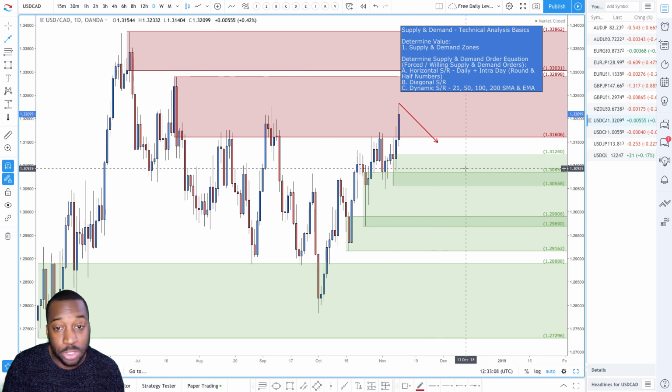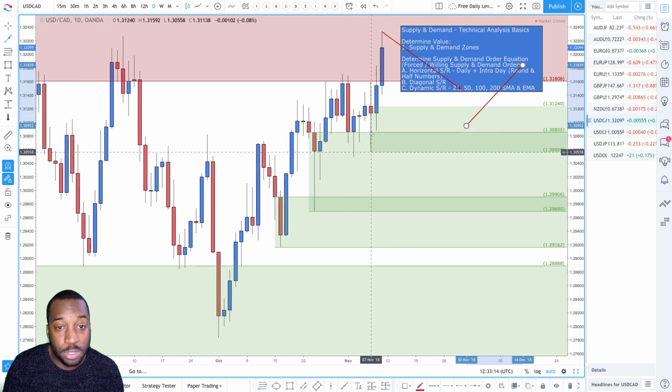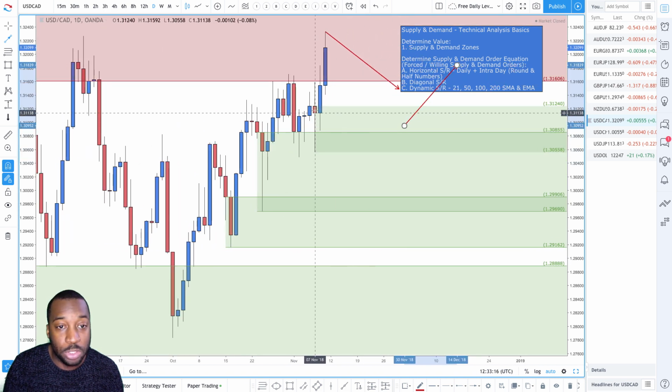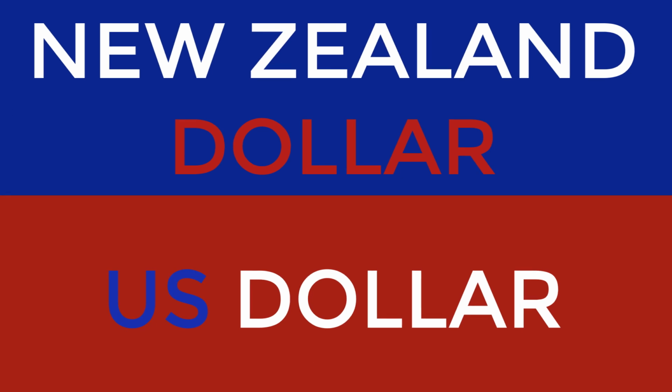But again, just looking at this from a demand perspective, this is where you're looking for a pullback. We know this to be an area of potentially strong demand. Why? Because buyers bought the dollar right from here. They thought it was undervalued here. So again, in the future, we could have potential value again.